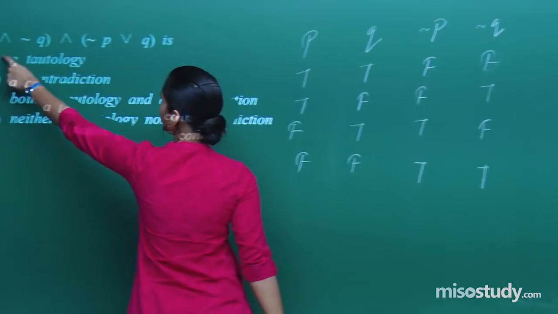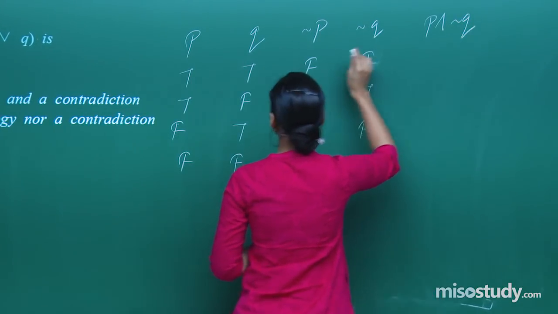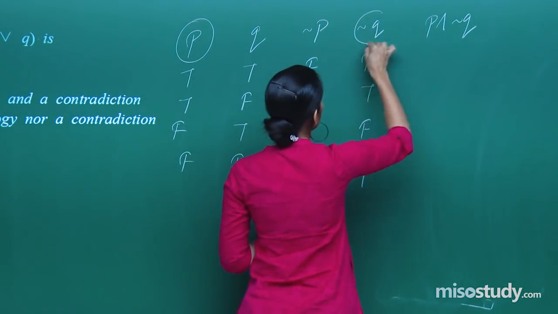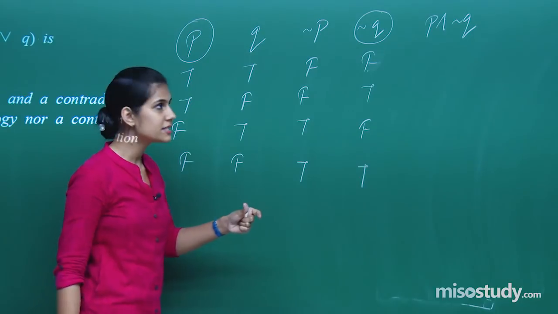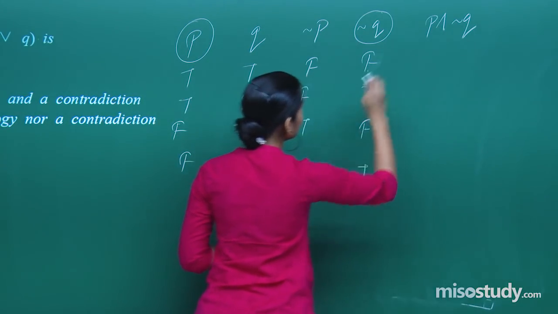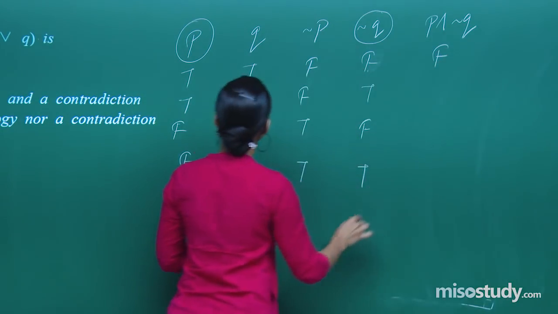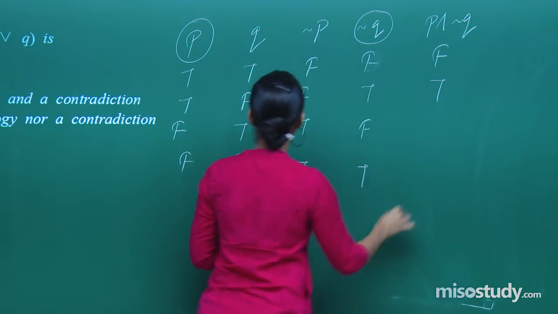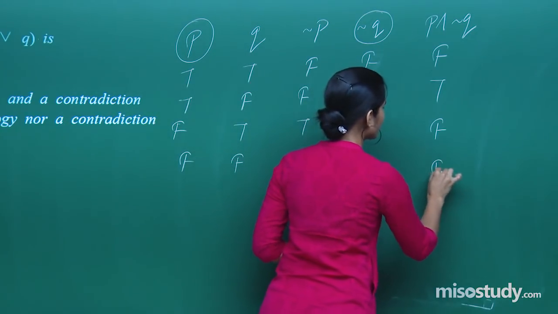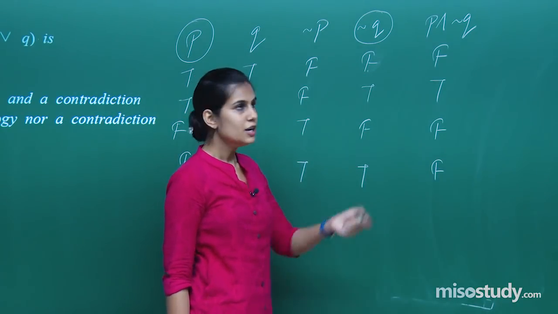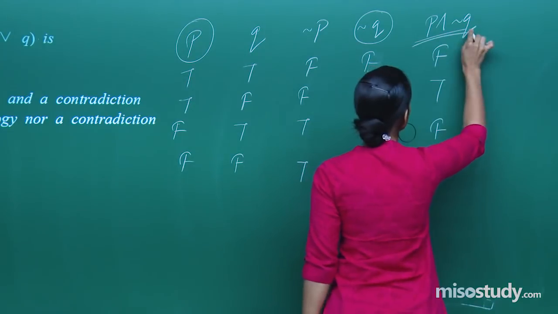First thing is P and not Q. And a statement is true only when both the statements are true. Only when both are true will this be true. So P and not Q: this is true, this is false, this is false. This is true, this is true, this is true. This is false, this is false, this is false. This is false, this is true, again false. Even if one is false, it's false. For it to be true, both P and not Q should be true, which is only happening once.